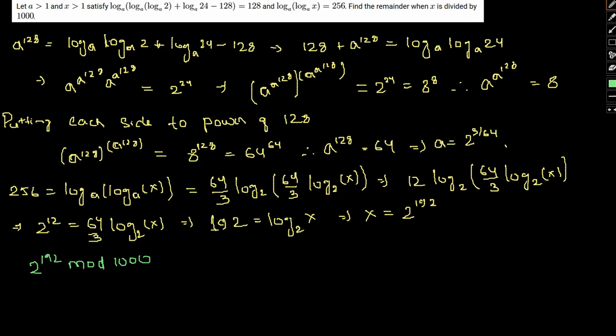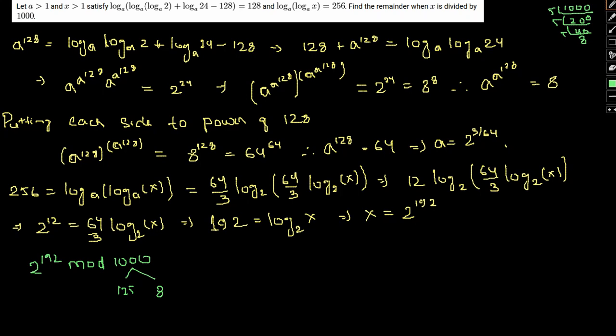Okay, so now let me use Chinese remainder theorem and break this down into two co-primes. What can be those two co-primes? Let me just prime factorize 1000. It is 125 and 8. So these are the two co-prime factors.